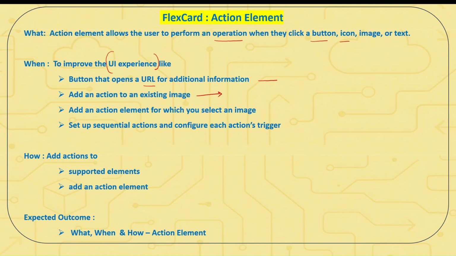We can have similar kind of adding an action to existing element, or if we click on the image, there is an action element. We can do all these things in the upcoming videos. How we can do it? There are two ways to add action in the FlexCard. One is the action element itself, or another way, there are some elements which support the action element.